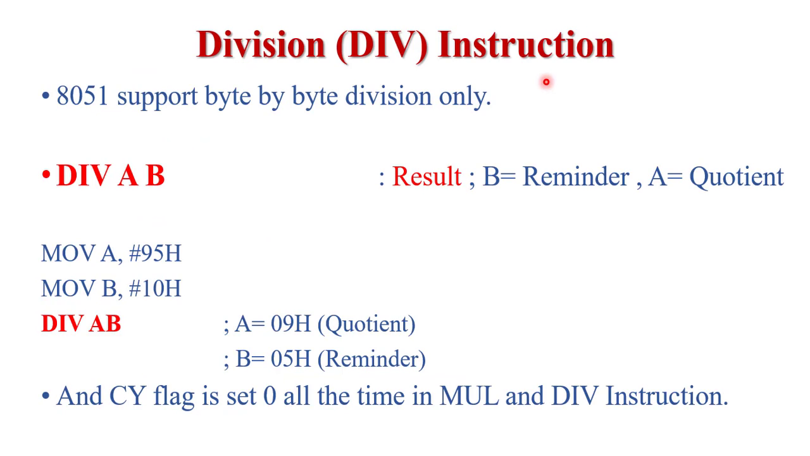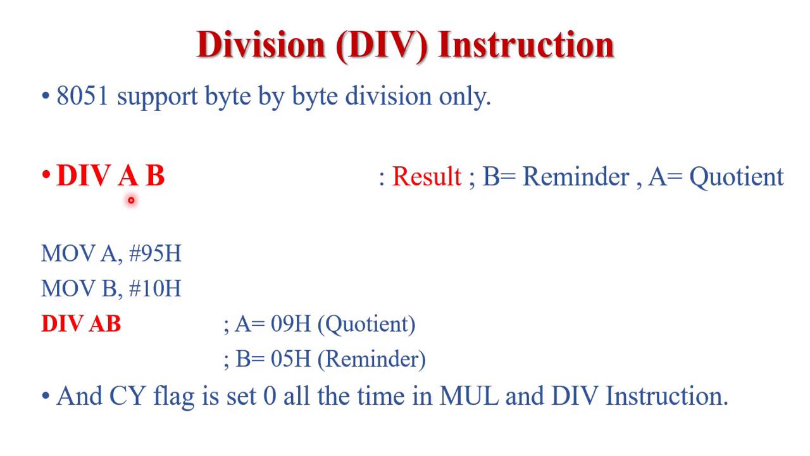Next is the division instruction. The opcode of the division instruction is DIV. This instruction supports byte by byte division operation only. The syntax is DIV AB. Here also we do not use any comma, we directly write AB. A is the accumulator register, so one operand is present in the accumulator, and B is the B register, so the second operand is present in the B register. When we perform division, a remainder and quotient are generated. The remainder is stored in the B register and the quotient is always stored in the accumulator register.